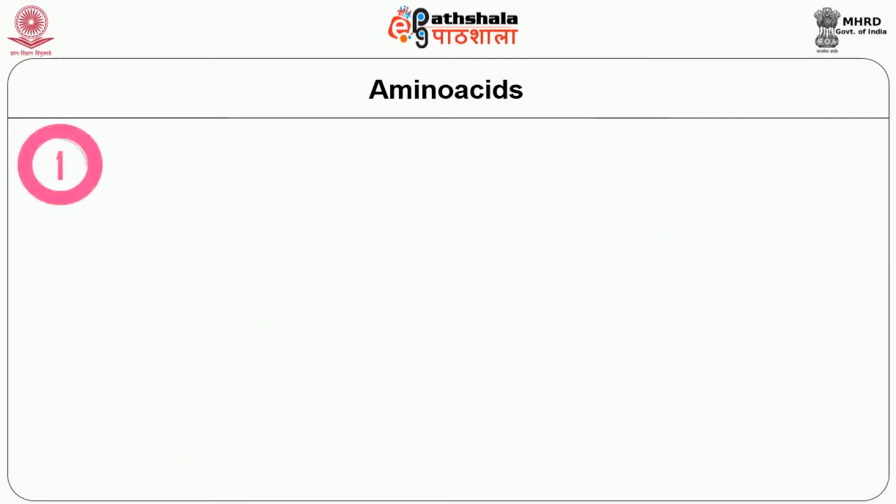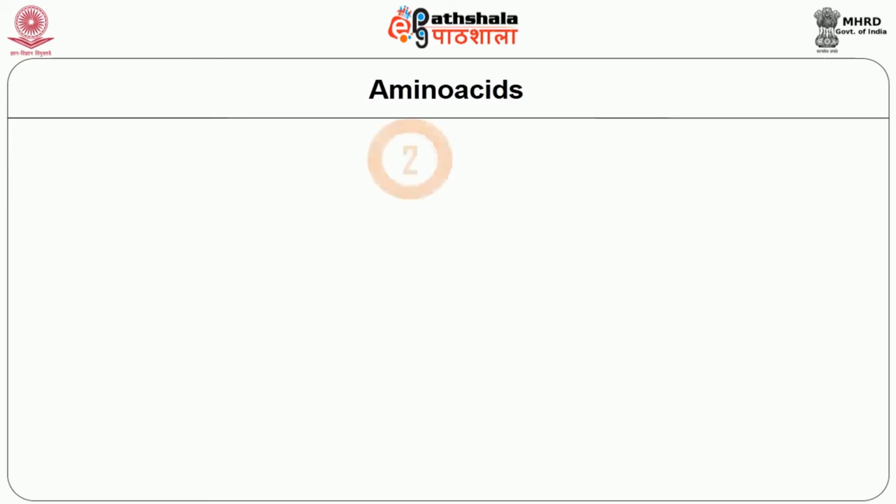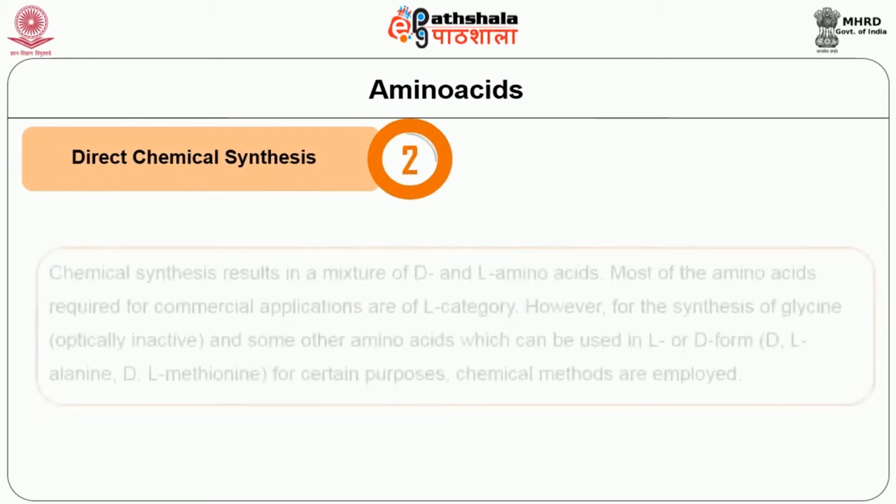First one, the extraction. Amino acids are the building blocks in protein structure. The proteins can be subjected to hydrolysis and the requisite amino acids can be isolated. Example, cysteine, tyrosine and lysine. And second is the direct chemical synthesis method.